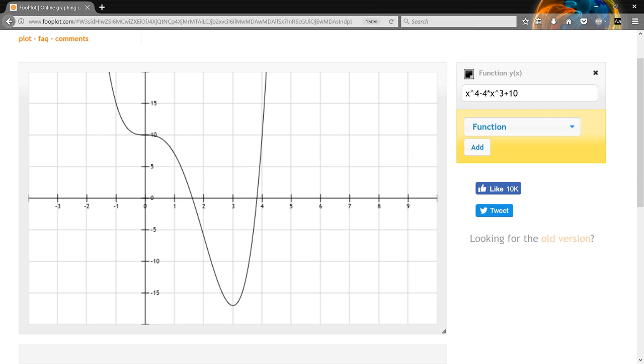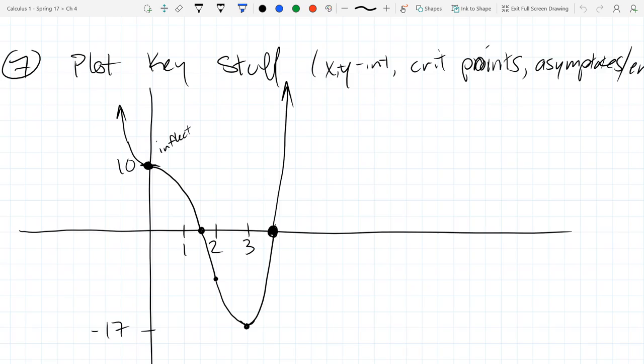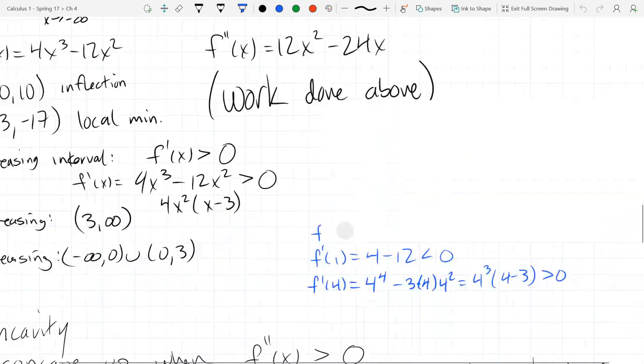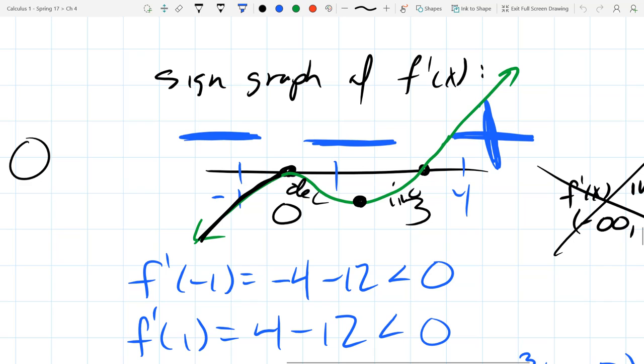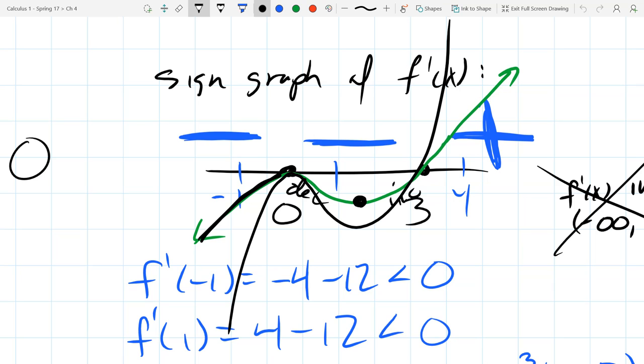I could graph the other two, the derivative and the second derivative, but they're a little bit less interesting. They're basically lower degree polynomials, and I have a pretty good graph right here. The only thing I didn't pay attention to was how steep the curves are. So for example, this probably looks a bit more like that, but I didn't use the steepness here. I just used the positive negative aspect.